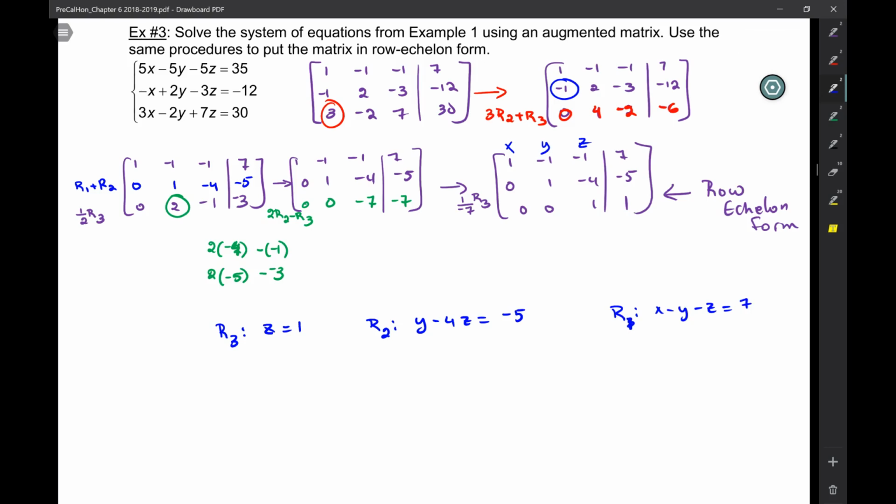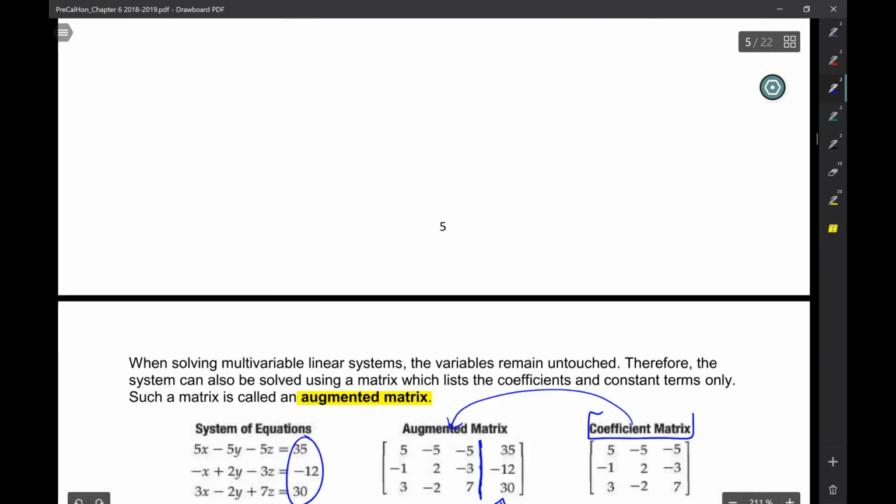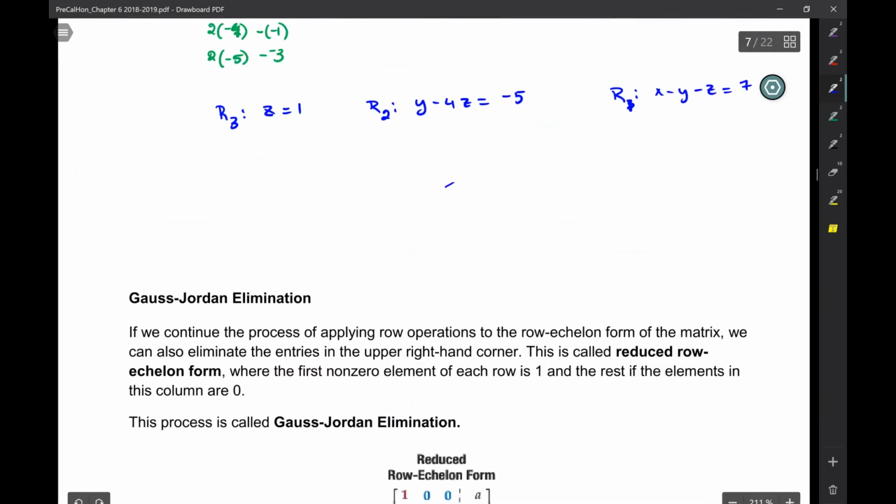Row 3, it's 0, 0, and then 1z equals 1. X column, Y column, Z column. Here, this is 0. 1y minus 4z equals negative 5, right? 1x minus 1y minus 1z equals 7. And now, is this the same exact thing as we did on top? So you would do the same thing and you would get the same answers, miraculously, 7, negative 1, 1.